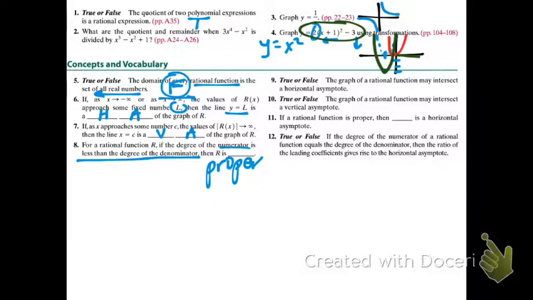The graph of a rational function may intersect a horizontal asymptote. That's true. You can intersect a horizontal asymptote, but you may not intersect a vertical asymptote. That would be crossing the line there. So if a rational function is proper, then we know that y equals 0 is a horizontal asymptote. And true or false, if the degree of the numerator equals the degree of the denominator, then the ratio of the leading coefficients gives rise to the HA, and that would be true. Okay? Alright, let's go on to the next page.